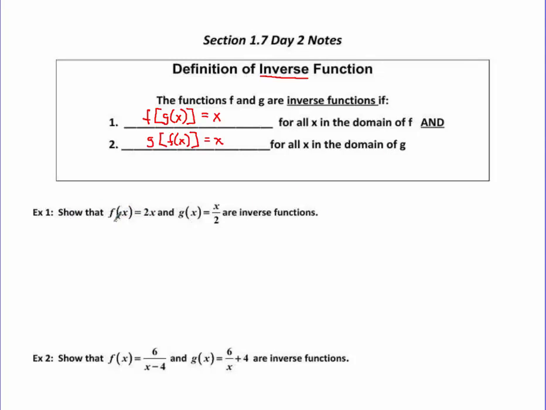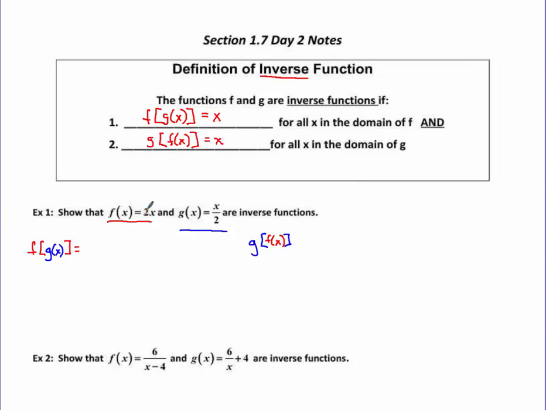So what we do to show that f of x equals 2x and g of x equals x over 2 are inverse functions is we do f of g of x, and then we're going to do g of f of x. And if they both equal x, then we're good to go. So first off, f of g of x.